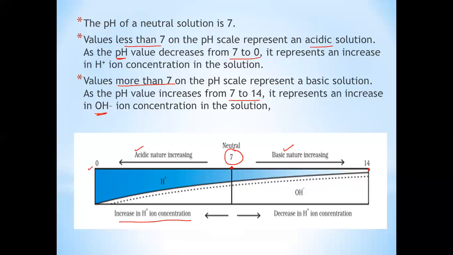Okay. If pH 7, then solution is neutral. If pH less than 7, then acidic. If pH value more than 7, then it is basic. Value 0 means highly acidic. Value 14 on pH scale, that is very basic, or you can say alkaline.